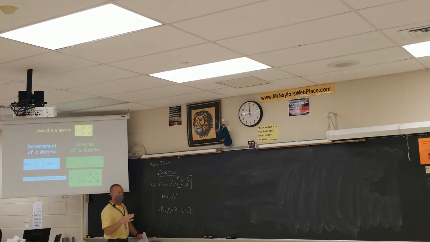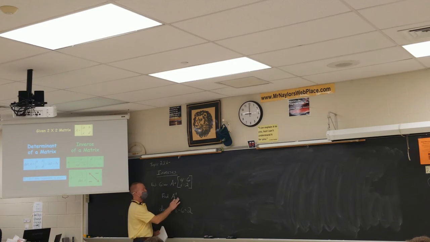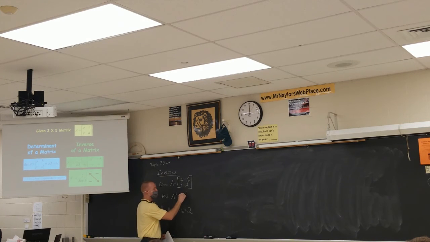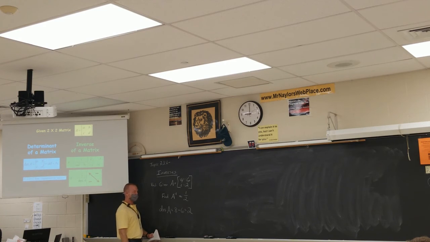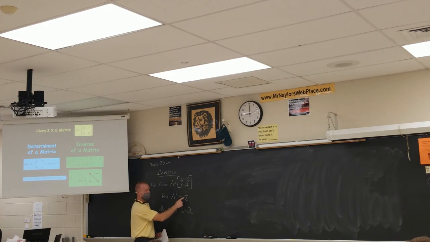Whenever you do a determinant, you always subtract the diagonals. Now, as I get closer to getting this inverse worked out, I'm going to use this determinant so that I can write it as 1 over 2. And again, that's the part that people seem to forget. It's always 1 over, so it's 1 over 2 that I found.